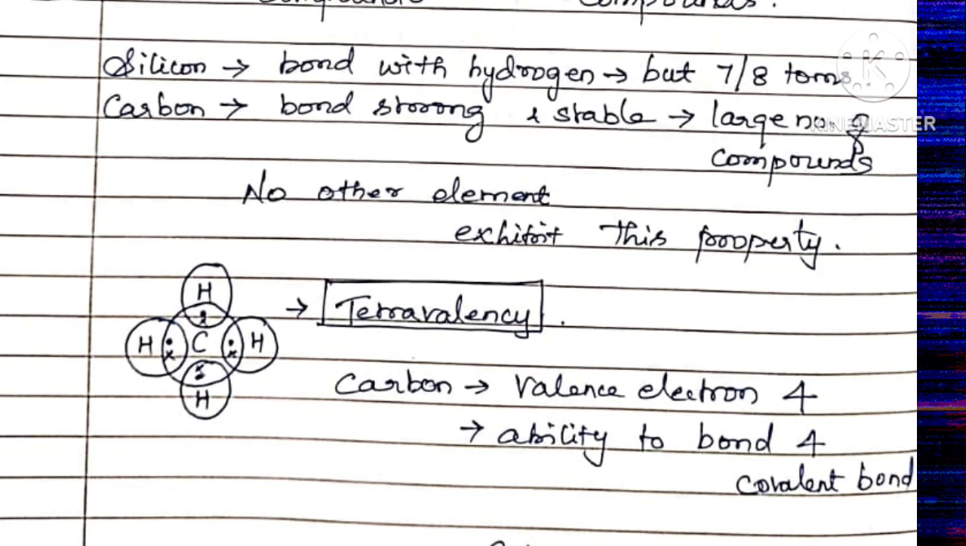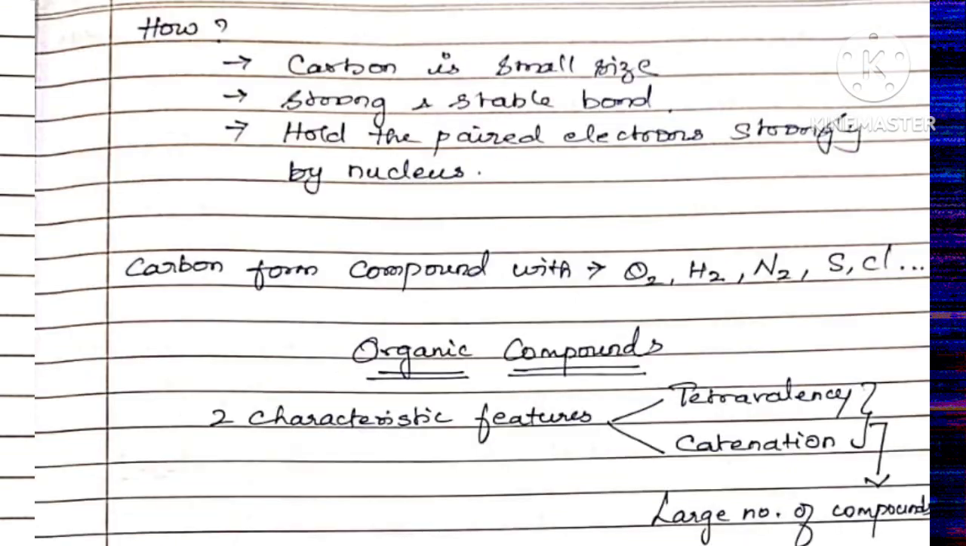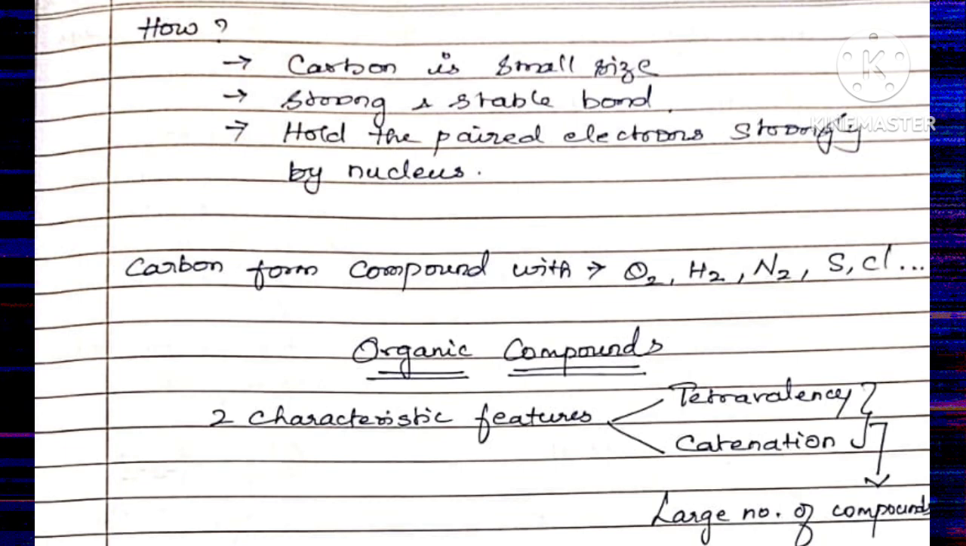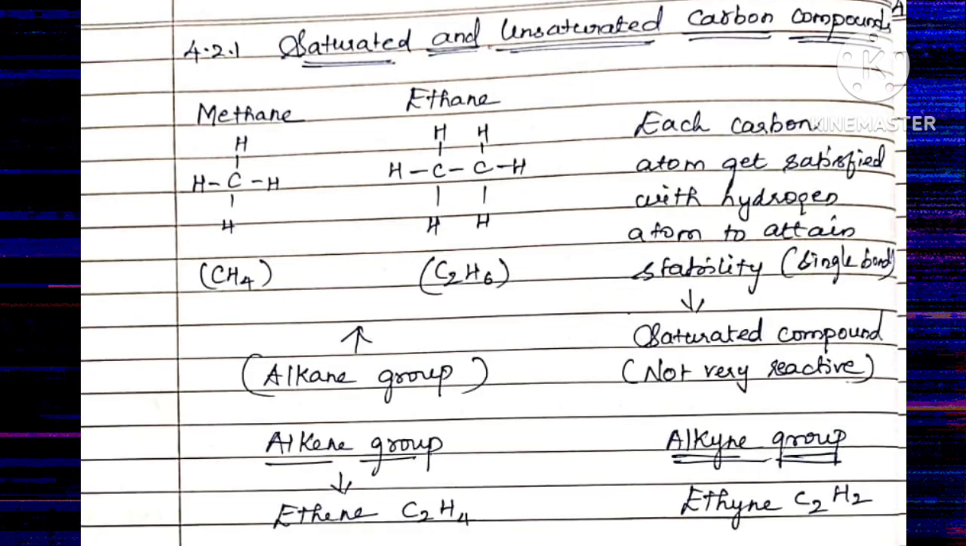Coming to the next topic, tetravalency. Why is carbon named tetravalent? Because the valence shell has only 4 electrons. Four means tetra, so it is named tetravalency. Carbon will form compounds with oxygen, hydrogen, nitrogen and chlorine. The organic compound has two characteristic features, tetravalency and catenation, as I told you already, which lead to the large number of compounds.